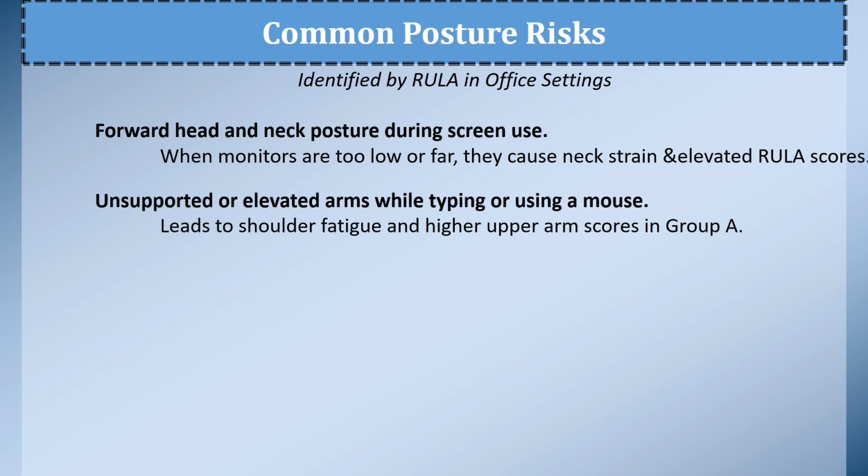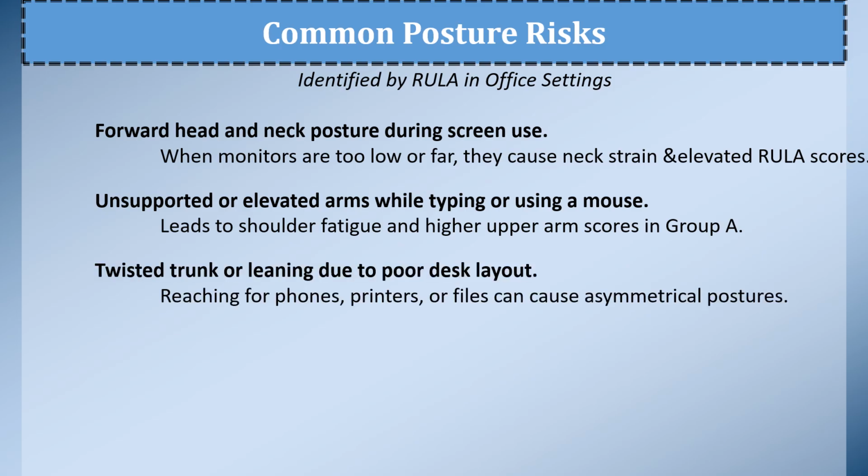Unsupported elevated arms while typing or using a mouse. If the forearms are not supported by armrests or the desk, users often elevate their shoulders unconsciously. Over time, this contributes to muscle fatigue and poor circulation, which is reflected in high REBA scores for the upper limbs.